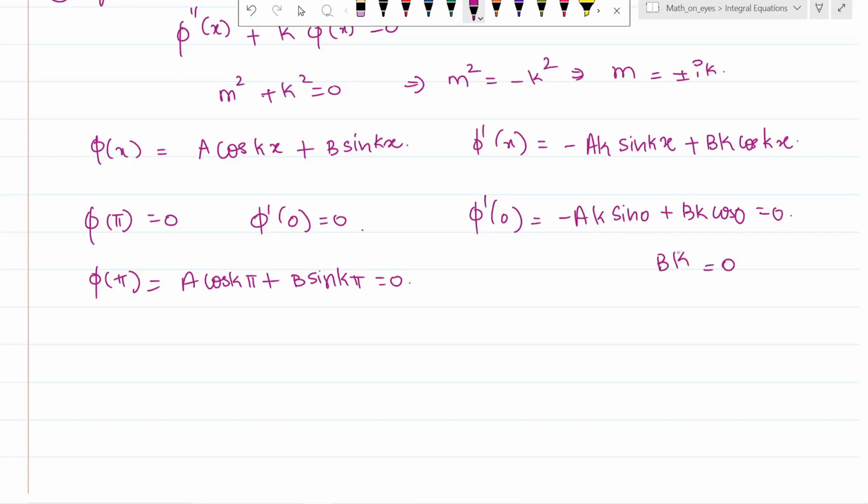K is a nonzero number, right? We get b to be 0. So from this, applying b is equal to 0, we get a cos k pi is equal to 0. So here cos k pi is equal to 0. When is cos k pi 0? Cos k pi is 0 for odd multiples of pi by 2. So we have k pi is equal to 2n plus 1 into pi by 2.